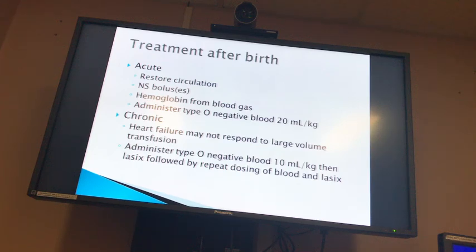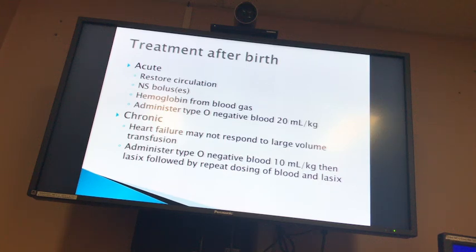Yeah. So these are kids where I'd want to divide and go 10 mils per kilo, give some Lasix, another 10 mils per kilo, give some Lasix. Get a blood gas at that point, check the hemoglobin. If the hemoglobin is, let's say, still 80, then I would give another 10 per kilo. So you would just keep topping up.